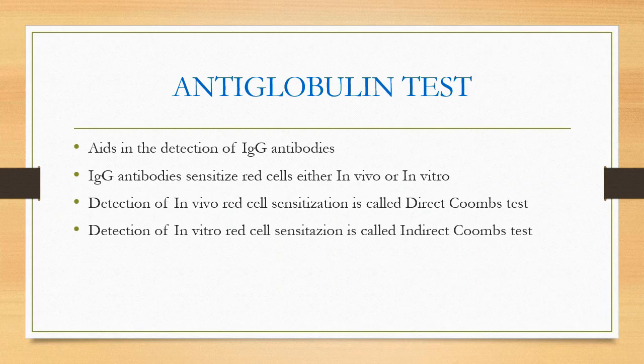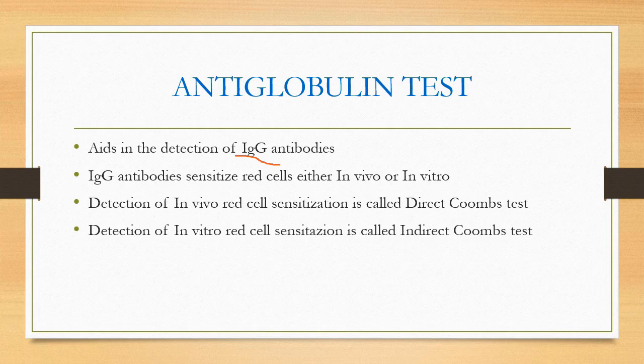Basically, antiglobulin test is a test that aids in the detection of IgG antibodies. Why do we emphasize the detection of these IgG antibodies? When IgG antibodies take part in reactions, they don't produce a visible result. So a reaction has taken place, but we cannot see that this reaction has taken place. So sometimes you can mistake it for a negative result, where there is no reaction.